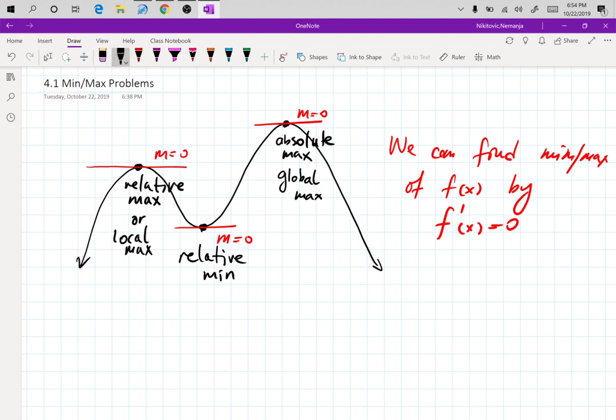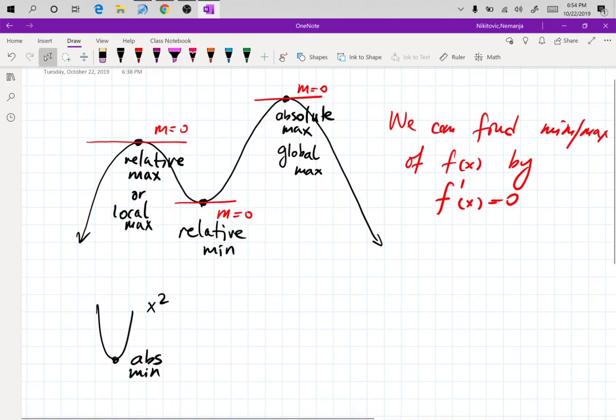Now, do we have functions with the absolute minimum? Sure. You just draw x squared, right? X squared graph would have absolute min. That's the name of the game, right? So now we understand absolute versus relative. You can also use global and local if you want to. So now that we understand the types, all of them are found the same way.